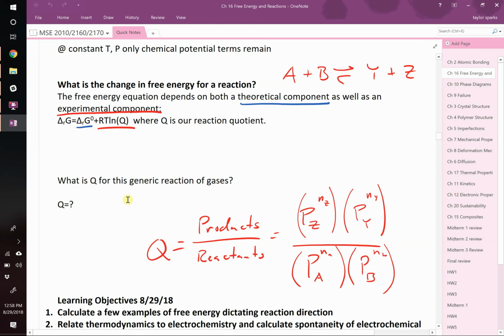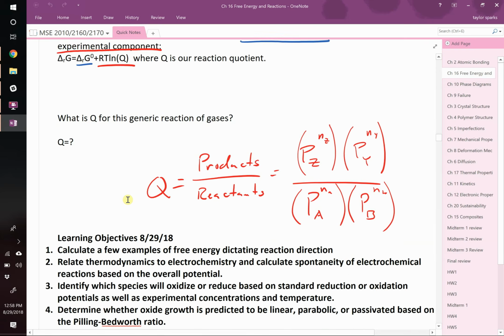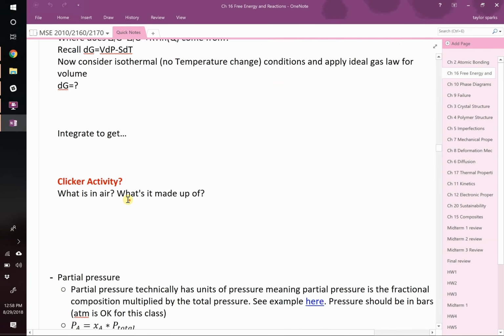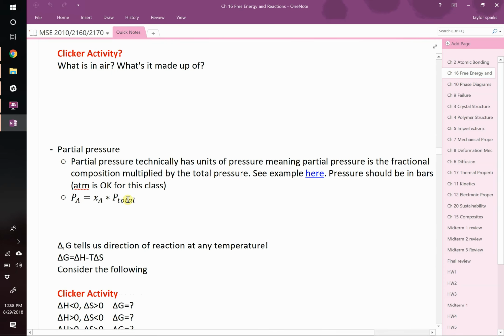So in order to calculate the experimental component, you have to have something called the reaction quotient. And what we did last time is we calculated the reaction quotient if everything in your vessel was a gas, right? No solids, no liquids. Then the way that we calculate our reaction quotient is from the partial pressure of each component. And we remember that the partial pressure is just equal to the fraction of the gas present multiplied by the total pressure.